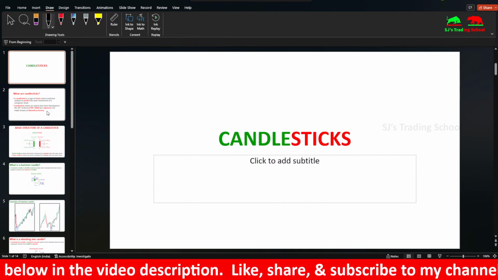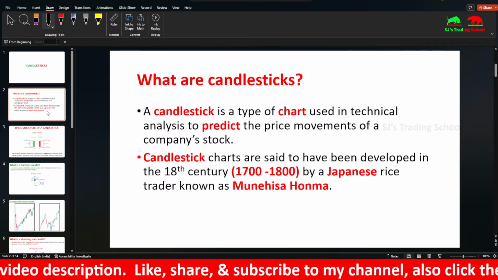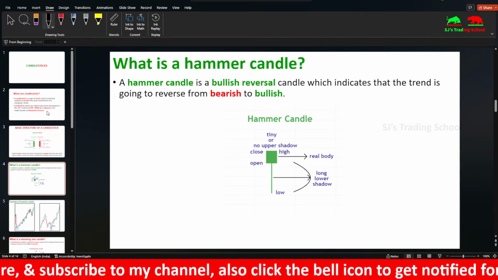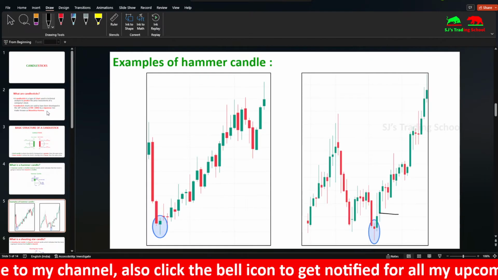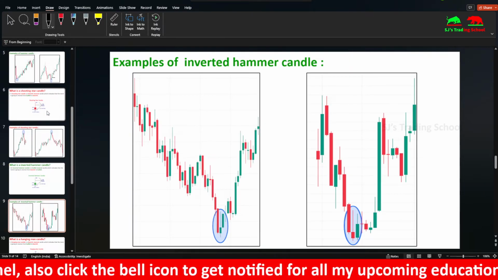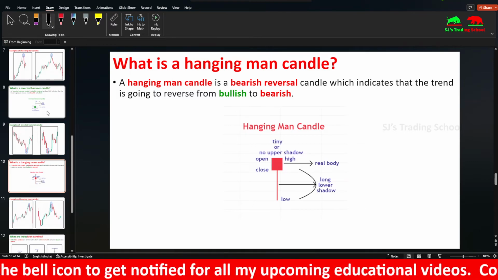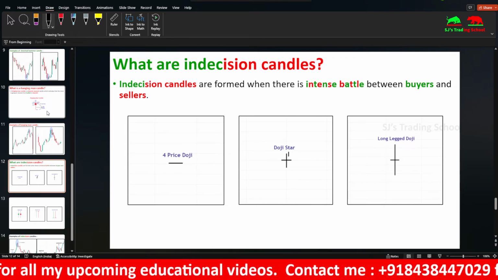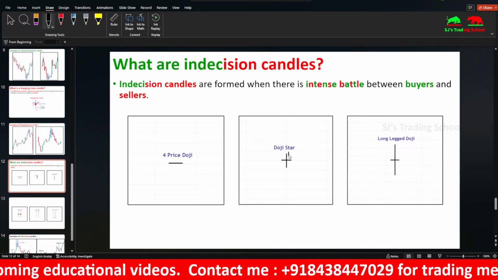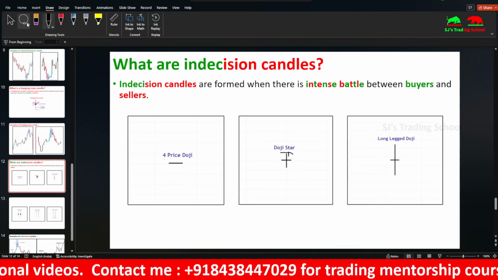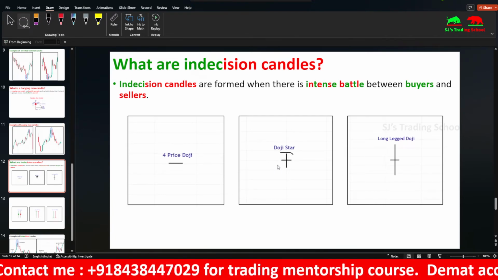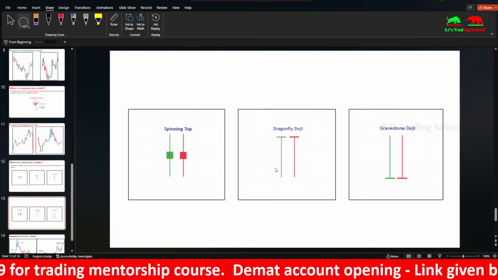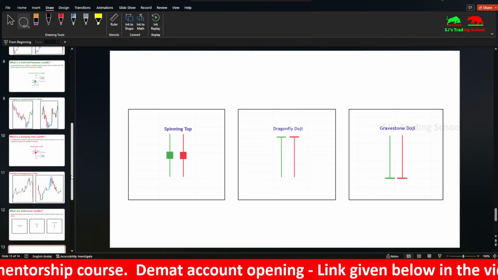A brief summary of what we saw: candlesticks, the definition of it, who introduced it. Japanese people introduced it, and this is the structure: bull candle, bear candle. This is the hammer candle, shooting star, inverted hammer, hanging man. These candles are also known as umbrella candles or pin bar candles. And then coming to the indecision candles: the doji, doji star, long-legged doji, and then the spinning top, and then the dragonfly doji, and then the gravestone doji.